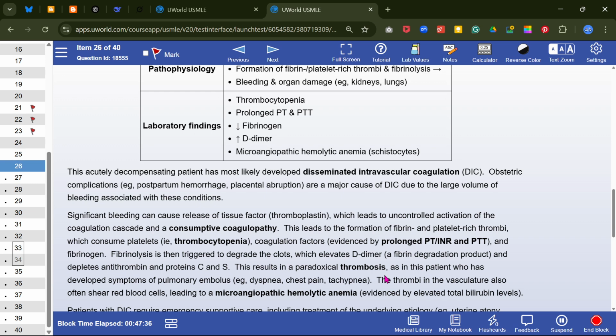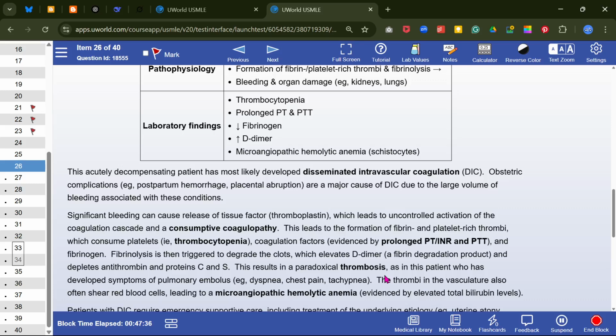Significant bleeding can cause release of tissue factor thromboplastin, which leads to uncontrolled activation of the coagulation cascade and consumption coagulopathy. This leads to formation of the fibrin and protein-rich thrombi which consume platelets, thrombocytopenia.